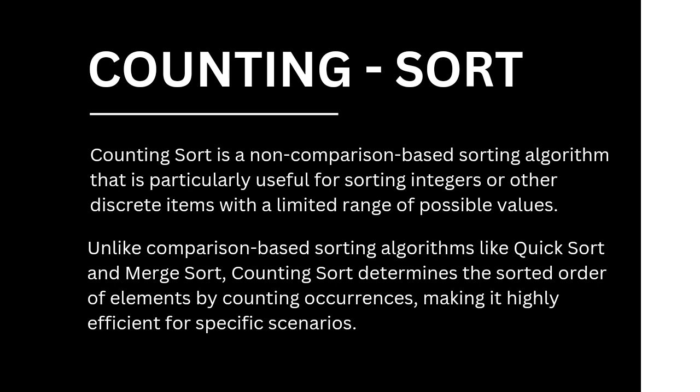The definition says counting sort is a non-comparison based sorting algorithm. As the definition says, it does not operate on comparisons. It is not about swapping after doing the comparisons. It is useful for sorting integers and other discrete items with a limited range of possible values. Unlike comparison-based sorting algorithms like quicksort and merge sort, counting sort determines the sorted order of elements by counting the occurrences, making it highly efficient for specific scenarios.